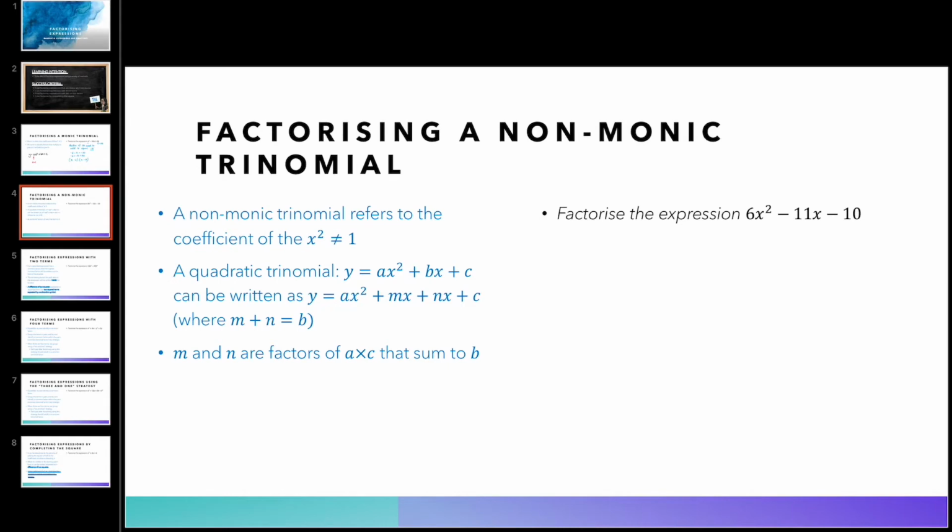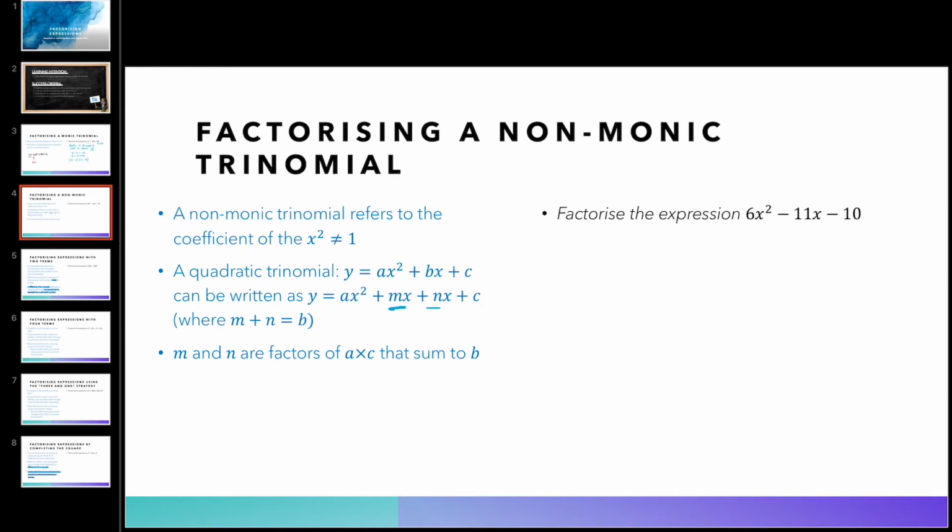So what we then need to do is factorise this expression by using a concept called grouping. A quadratic trinomial, for example, y equals ax squared plus bx plus c, can also be rewritten as y equals ax squared plus mx plus nx plus c. The assumption here is that m plus n, when added together, will equal b. So m and n are factors of a times c that will add to give b.